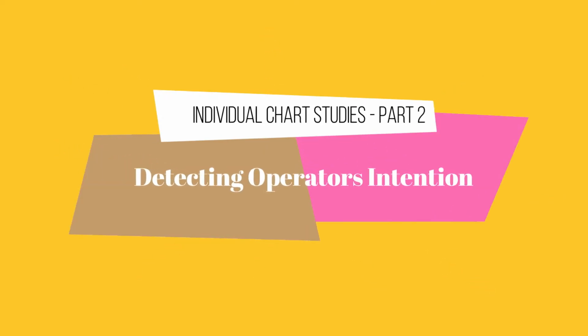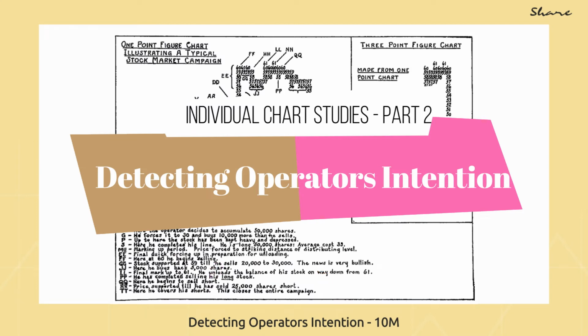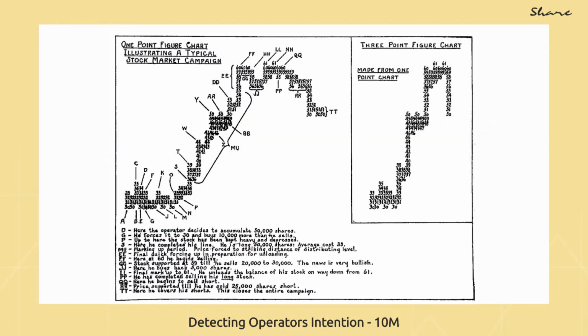How the operator's intention may be detected. Individual chart studies, part 2. Let us suppose that we knew nothing about the stock in which the campaign was previously described, and that this stock was merely one of the 100 stocks of which you are keeping figure charts.